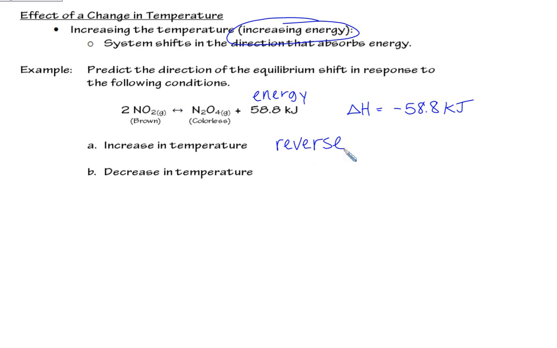We'd shift away from what was added. In this case, it's energy by increasing the temperature. If I decrease the temperature, it's like I'm removing energy. So now I want to shift in the exothermic direction, which in this case is forward. I would shift more forward. So again, think about an increase or a decrease in temperature as if you were adding or removing energy. And then it'll follow the same rules as that concentration change.